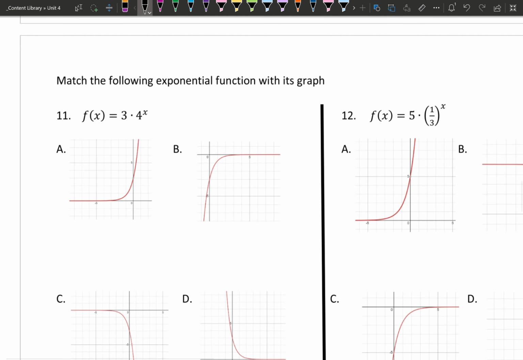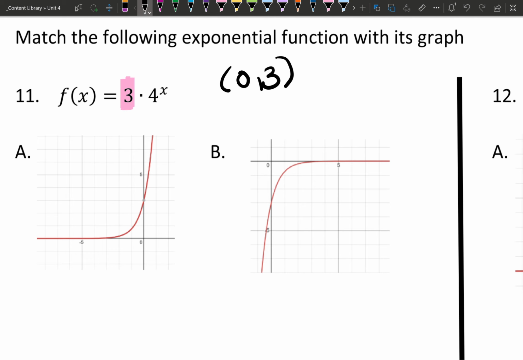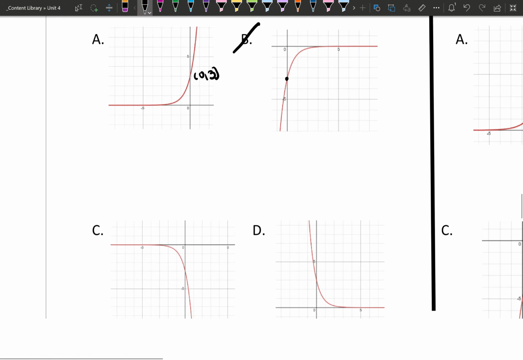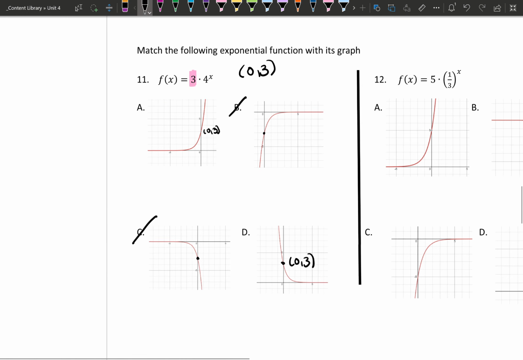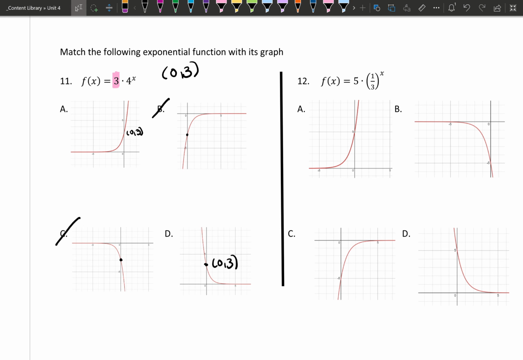Okay. Number 11, let's match the following exponential function to its graph. The way I like to do this is by looking at the y-intercepts. The y-intercept is always the number that we're multiplying the base by. So 3. So for number 11, the y-intercept should be 0, 3. Let's look. Letter A, oh, that looks like 0, 3. I'm going to check the other ones just in case there are two 0, 3s. Letter B, nope. Letter C, no. Letter D, ooh, this one is also 0, 3. All right, let's think about it. This has a base larger than 1. So that means our graph should be increasing. Perfect. Letter A.